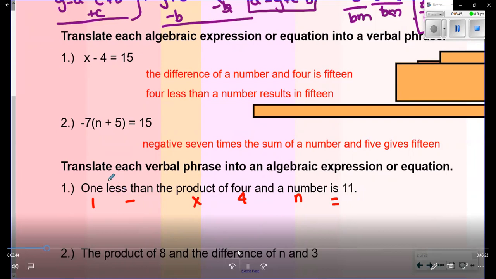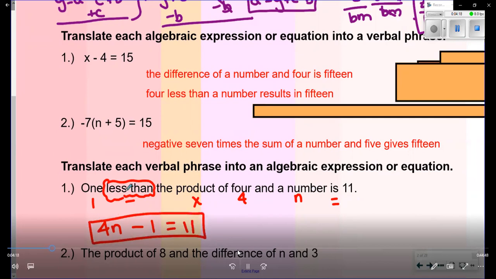So this is something we were talking about, the less than. Anytime you see less than, you have to switch. Because 1 less than something means you already have something that was existing there, and you're taking 1 less of it. So it would be the product of 4 and n, minus 1, because you're taking 1 away from something, so 1 less than whatever you had, and then is 11. So be careful with that.